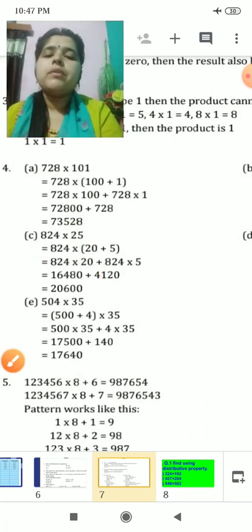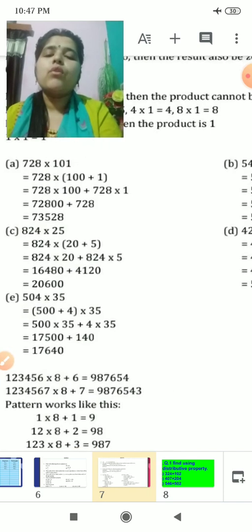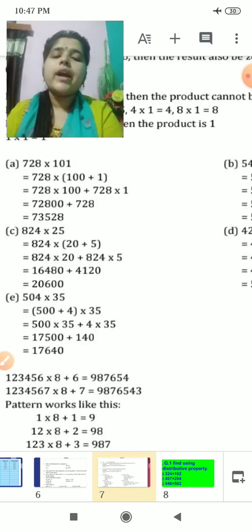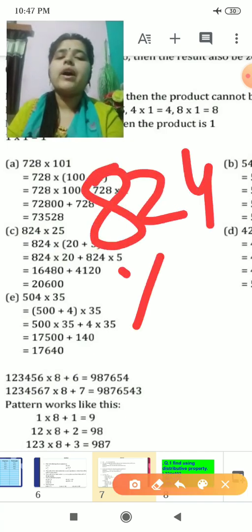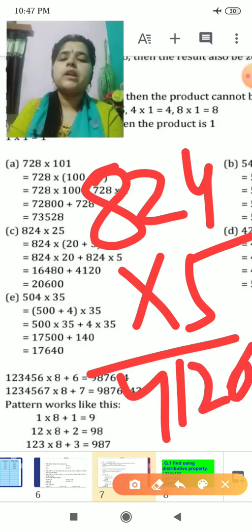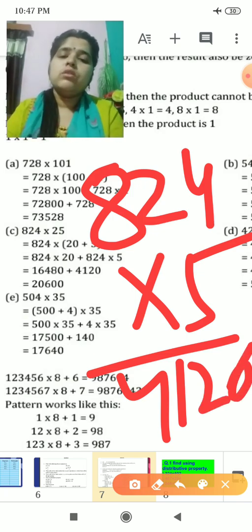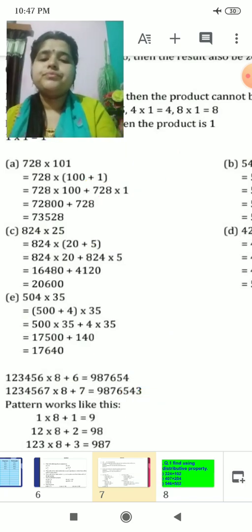You have to multiply these two numbers. You will get 16480. Then plus, when 824 is multiplied with 5, you will get 4120. You should know the multiplication. If you don't know, learn how to multiply and solve the questions related to multiplication.